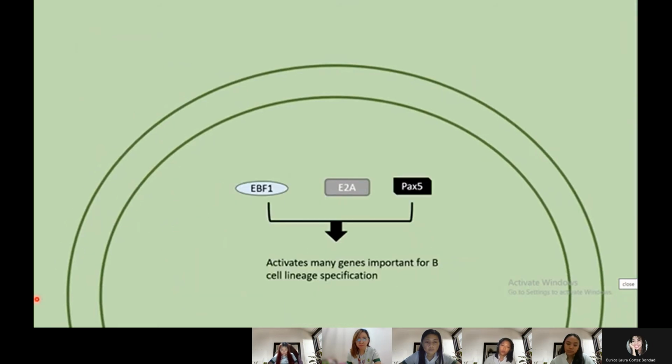Next slide. So now, the EBF1, the E2A, and the PAX5, all these transcription factors actually activate many genes which are important for the B cell lineage specification and B cell proliferation. Next slide.